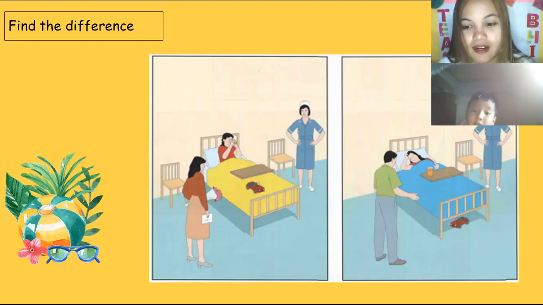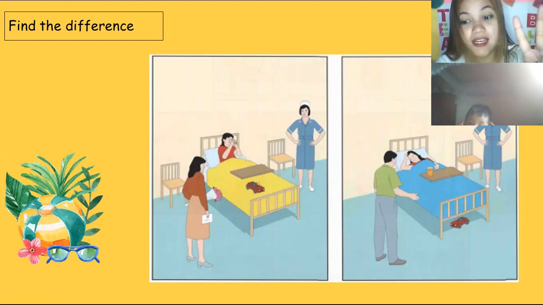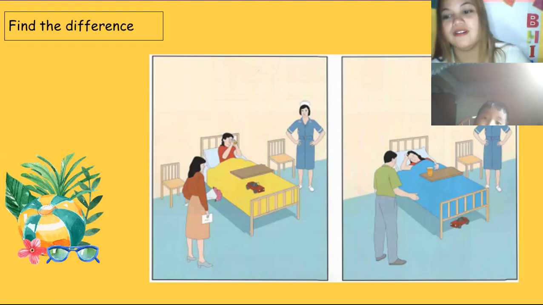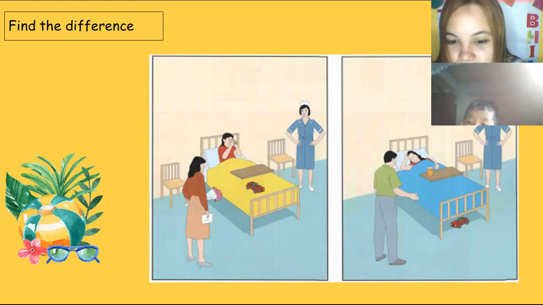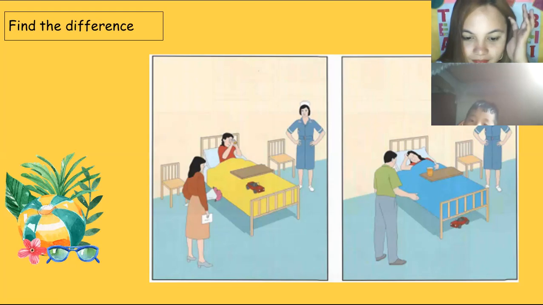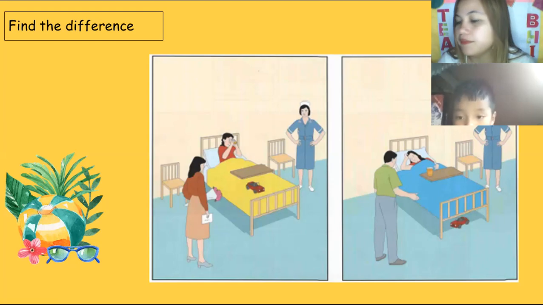Okay, how about the girl on the bed? On the first picture, she is sitting down. And then on the second one, she is lying down. Yes. It's a hospital. Yeah, because that's a hospital. Are there something more different between the two? Can you see any?